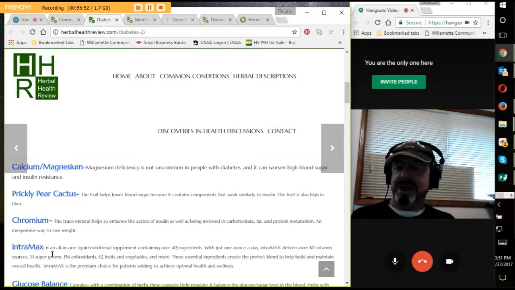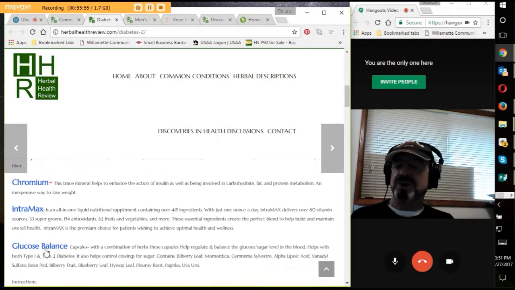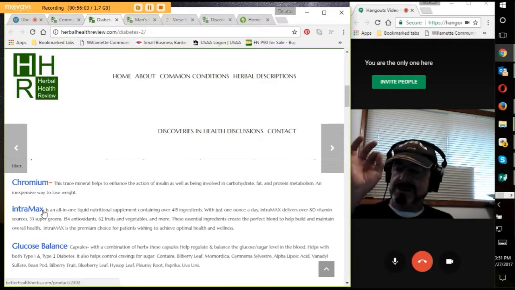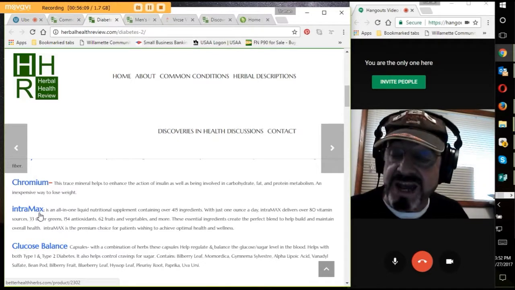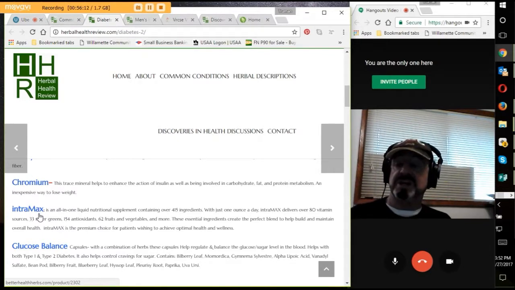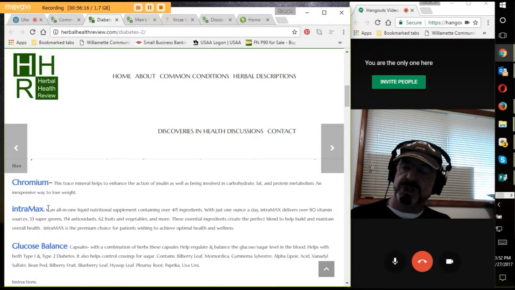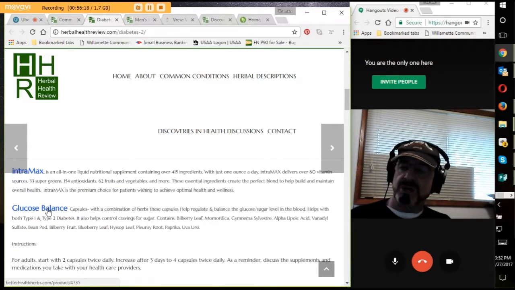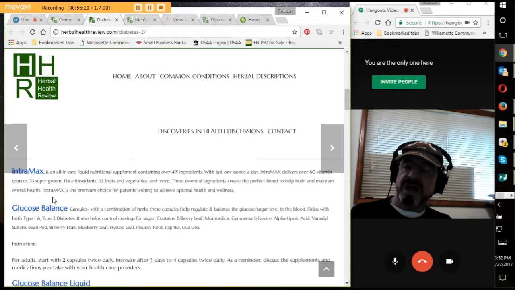Then there's Intramax, over 415 all organic ingredients. That's a multiple vitamin mineral supplement par excellence. I mean, it is the best. So you're getting a great all organic, over 415 ingredients, multiple vitamin. So we're really nourishing the body and giving it some energy to get over diabetes.